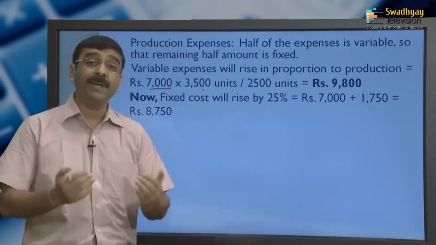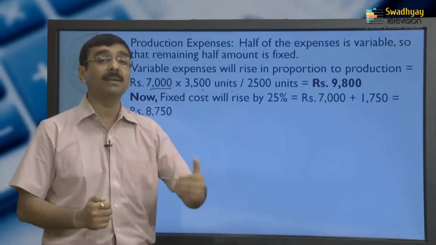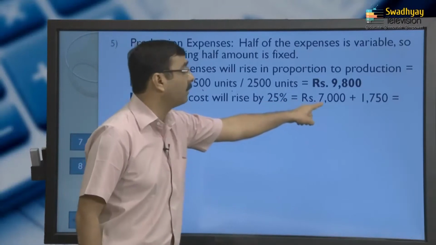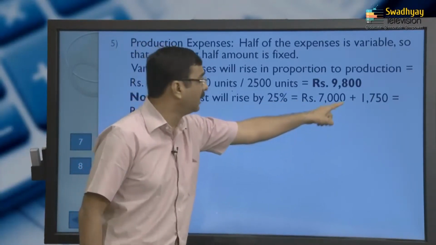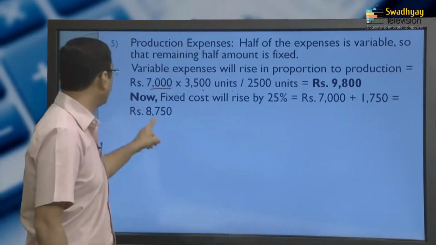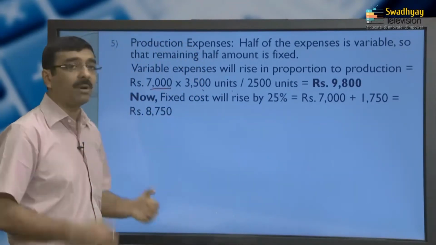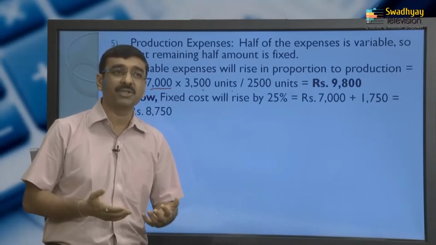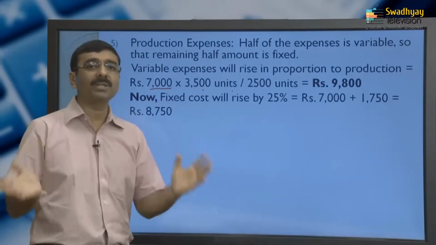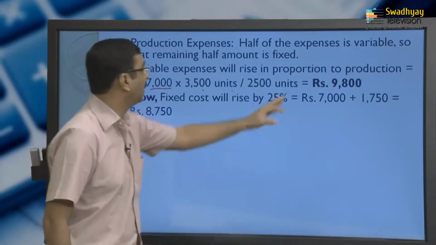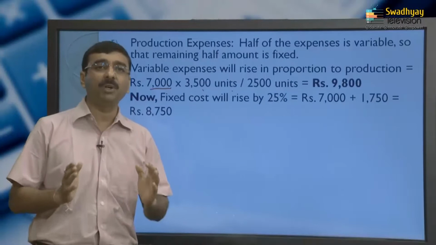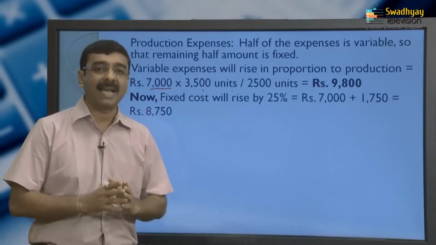But the fixed expenses is increased by a certain percentage and that is 25%. So now 25% will be applied on this remaining 7000, which would change by 1750 rupees, which comes to 8750 rupees. So now this is the fixed expenses change. On the basis of these changes, the total amount of production expenses is going to change. The 9800 is variable and 8750 rupees is the fixed expenses.